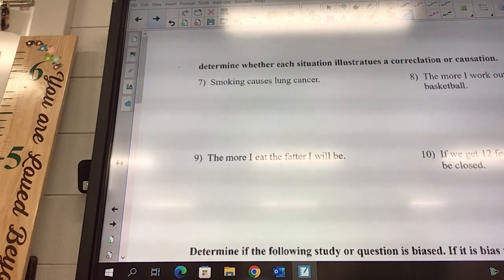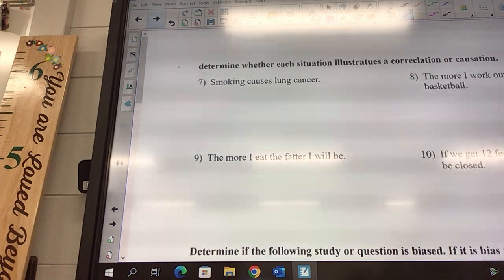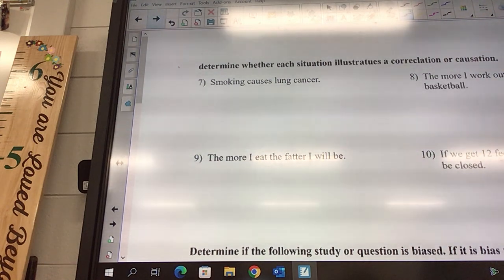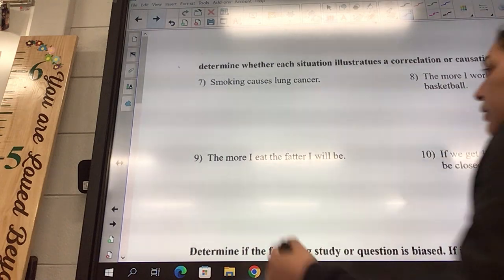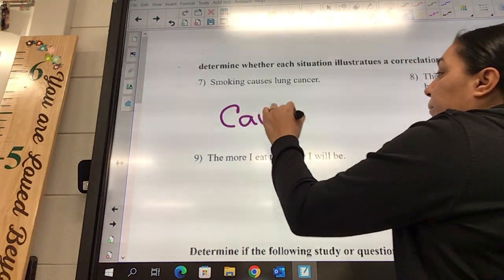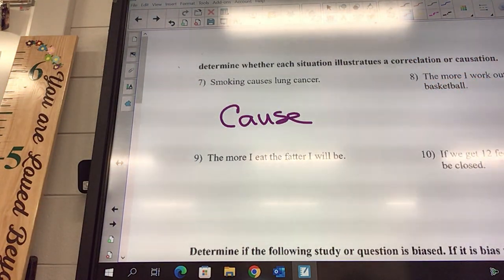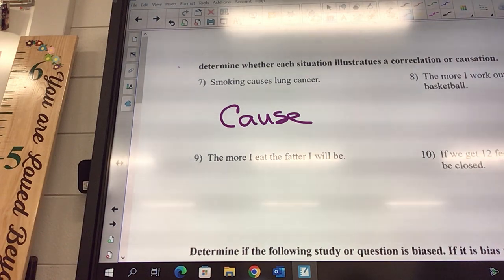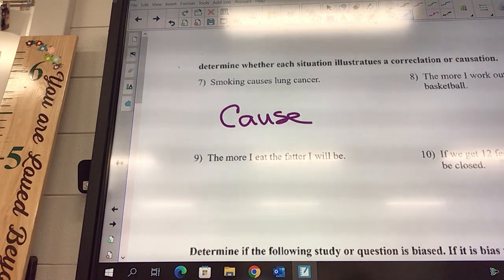So smoking causes cancer. Is that correlation or causation? It's definitely caused, okay? That's actually legitimately proven, that is gonna happen. Don't really matter your age or skin color.